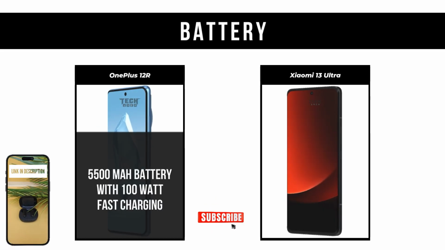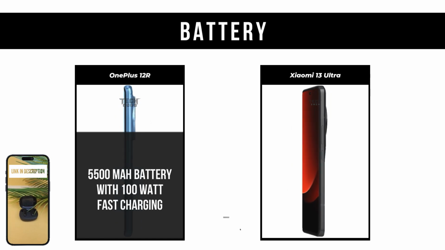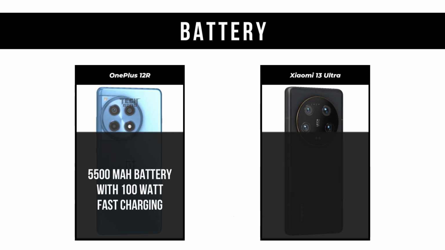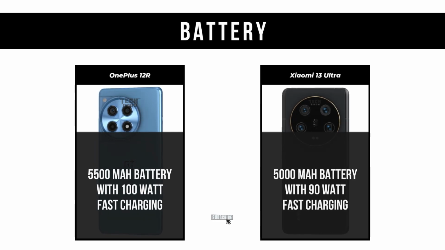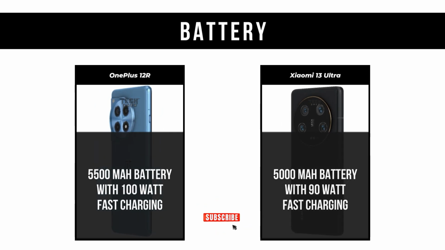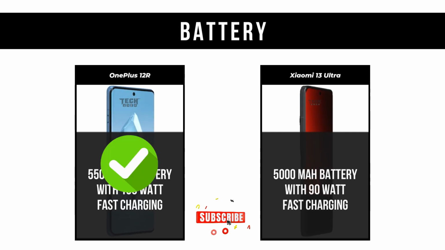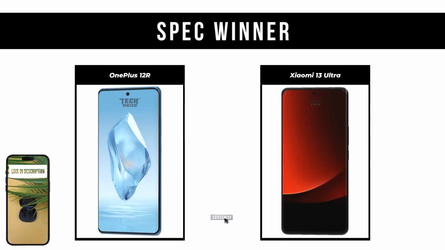Battery. OnePlus 12R is 5500 mAh battery, with 100 watt fast charging. Xiaomi 13 Ultra is 5000 mAh battery, with 90 watt fast charging. Spec winner.